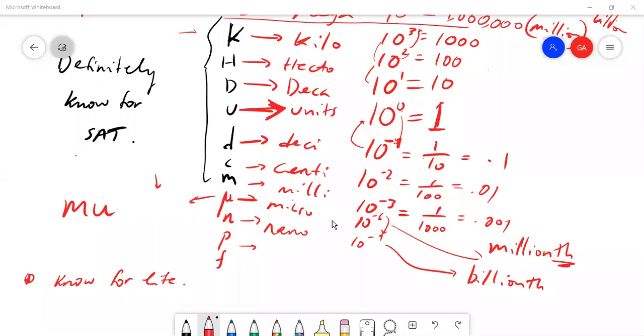10 to the negative 12. Very good. Sorry, negative 10 to the power of negative 12, yeah. And this is known as one trillionth. And what about this one? It's the highest we'll go.